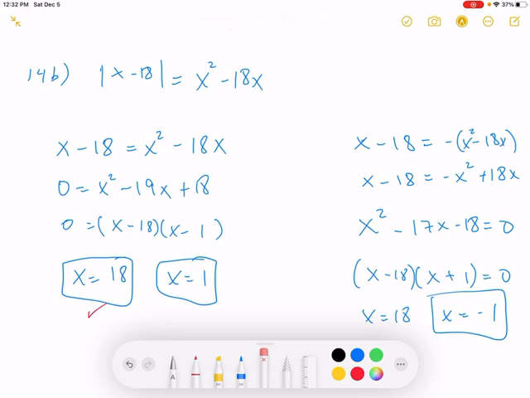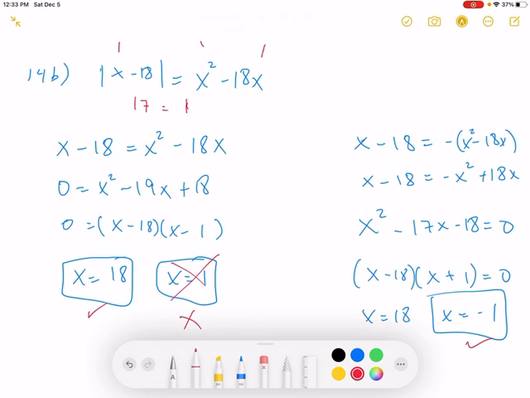And it turns out that this one doesn't work. And this one does work. So this is not a solution, right? Since it doesn't work. Let's go ahead, I guess, and try it. Let's put in a 1 in here. So 1 minus 18 is -17. The absolute value of -17 gives you 17.